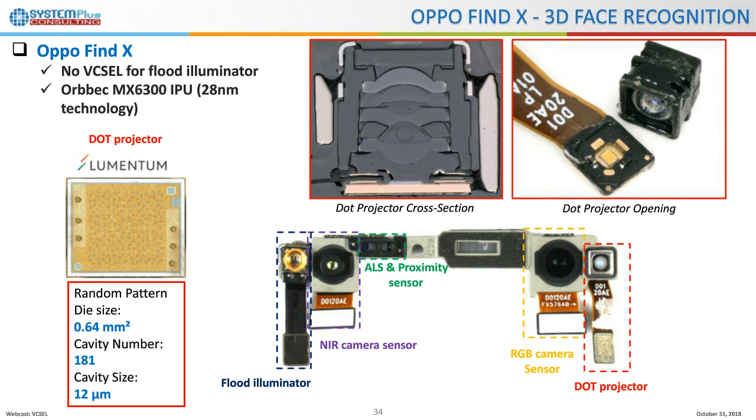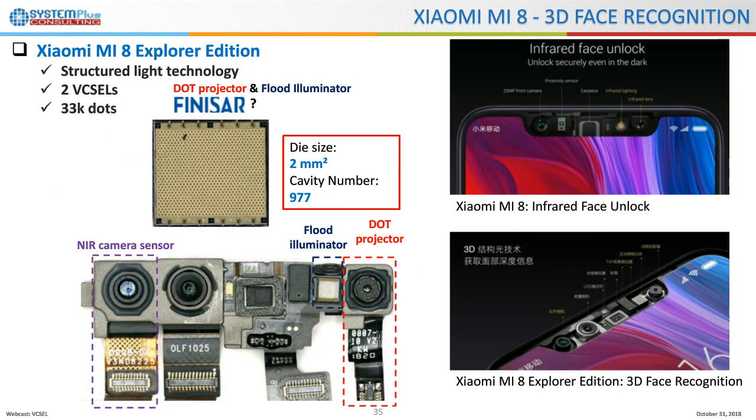Let's continue with another smartphone OEM, Xiaomi. Also, they introduced a new flagship with the Xiaomi Mi 8. So it was quite interesting to see here that they released two versions. The Xiaomi Mi 8 standard version is only using an infrared face unlock, so no VCSEL. Infrared is used with infrared LED. And on the other hand, they also released a more high-end version of the Mi 8, which is the Explorer edition, which uses a 3D face recognition.